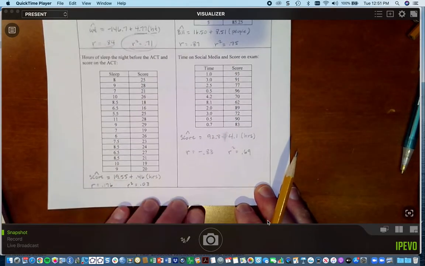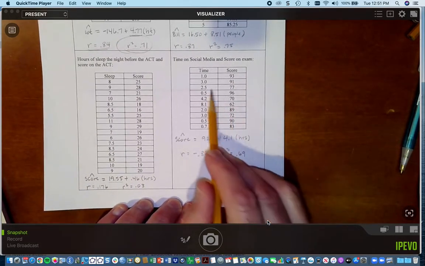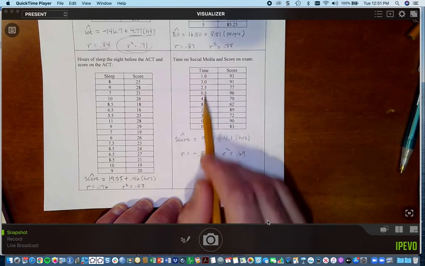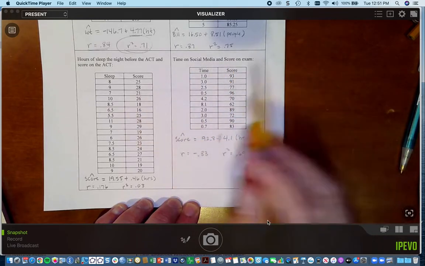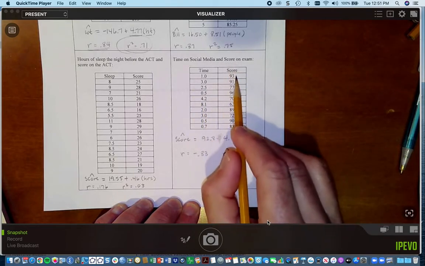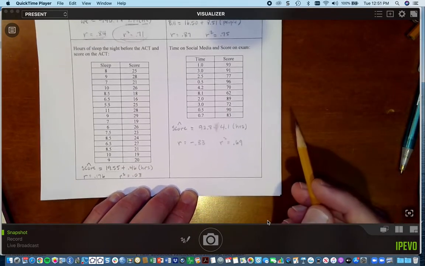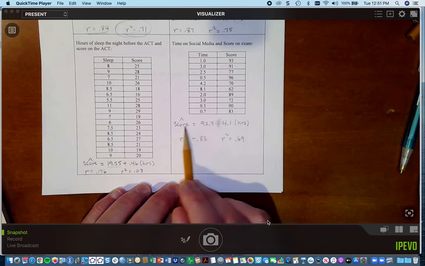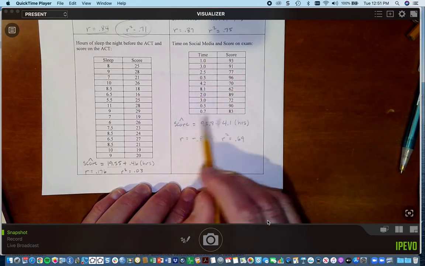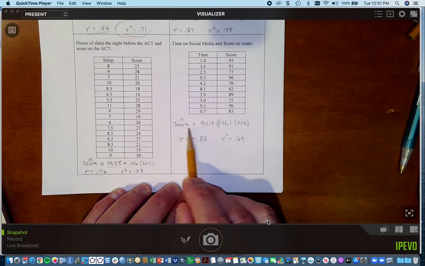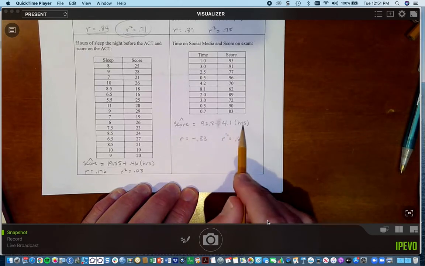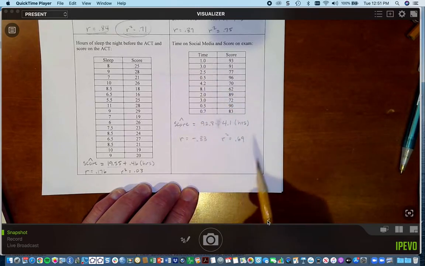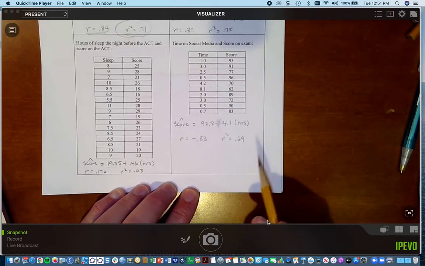And then on this last one, I put this one in here for a reason, because if you put these times, this is the time spent on social media, we'll say the day before an exam, and this is the score that the student got. All right, so when I put those into the calculator and do the same thing, I end up with score is equal to 92.8 minus 4.1 times the number of hours spent on social media.